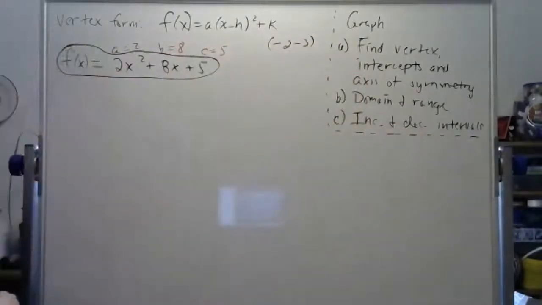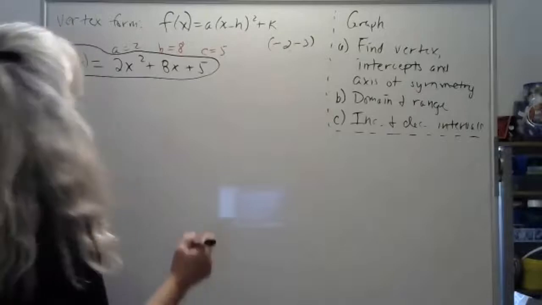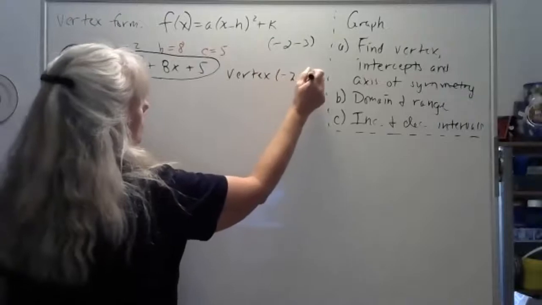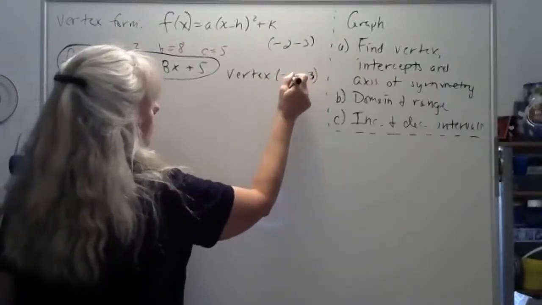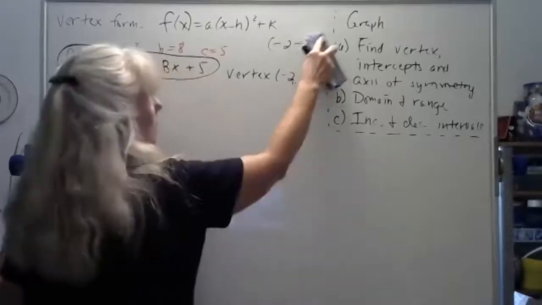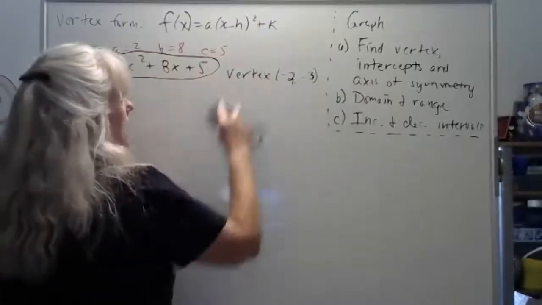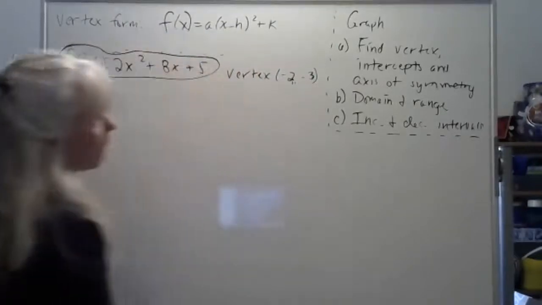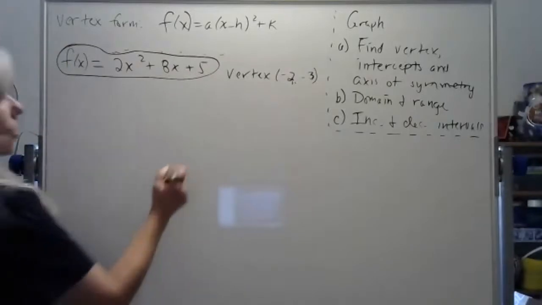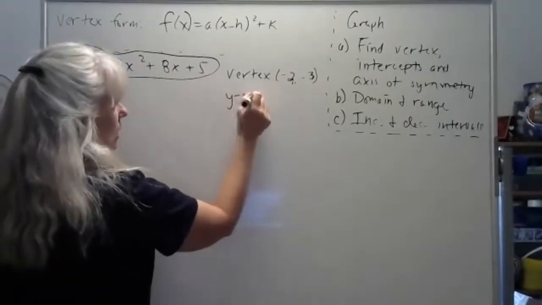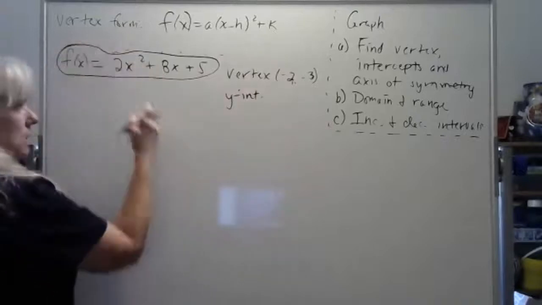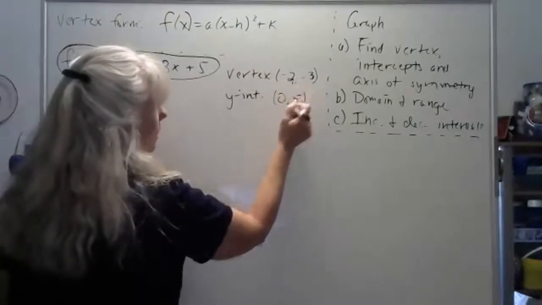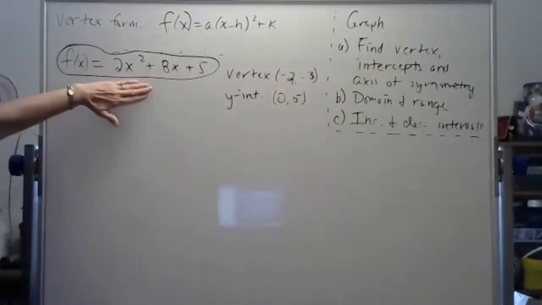Okay, so that's what we need to do for this function. Well, we've already done the vertex. So we already know that our vertex is at negative 2, negative 3. We already did that part. So that was the harder part. Okay, but they also want me to come in and find the intercepts and the axis of symmetry. So let's go find the y-intercept because it's the quickest one to find. So the y-intercept, if all the x's are zeros, is going to be a 5. So that's 0, 5.